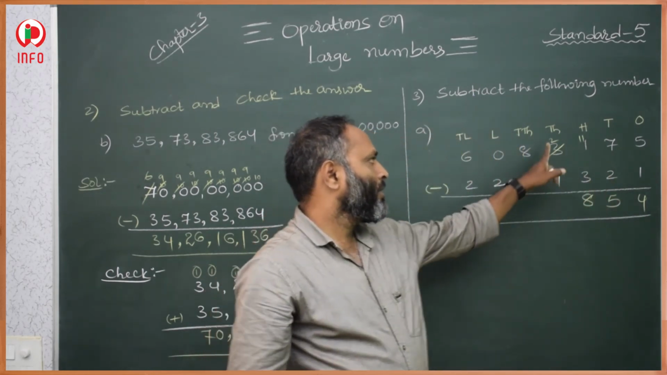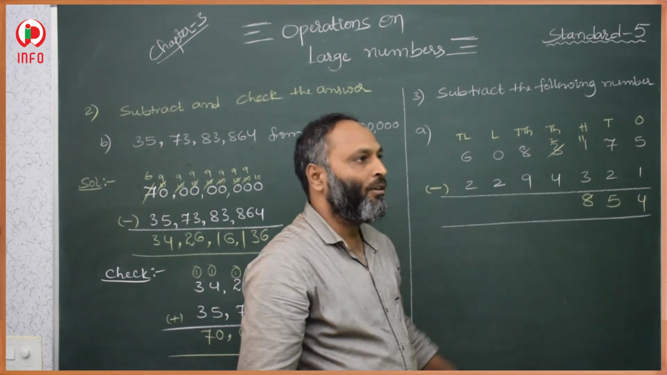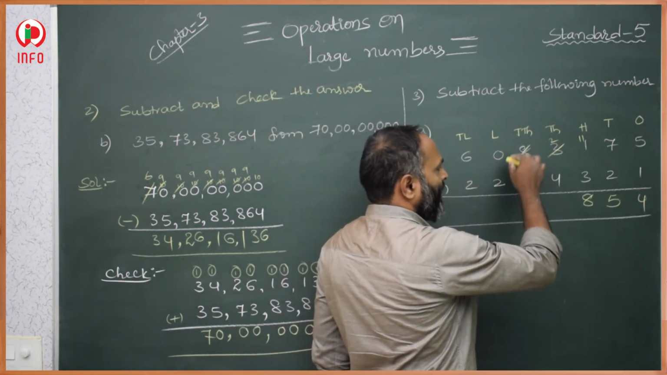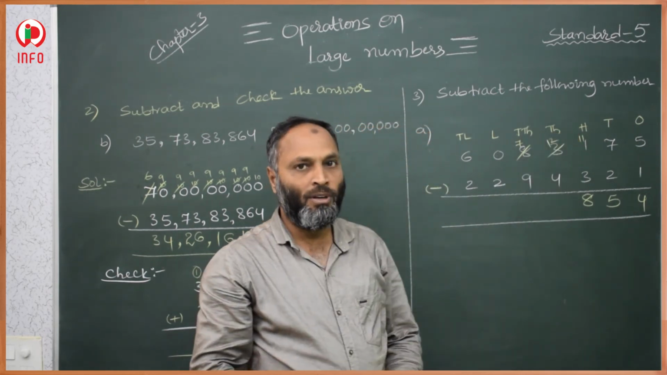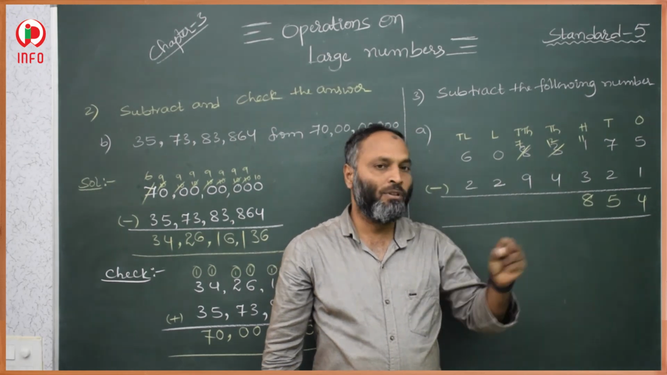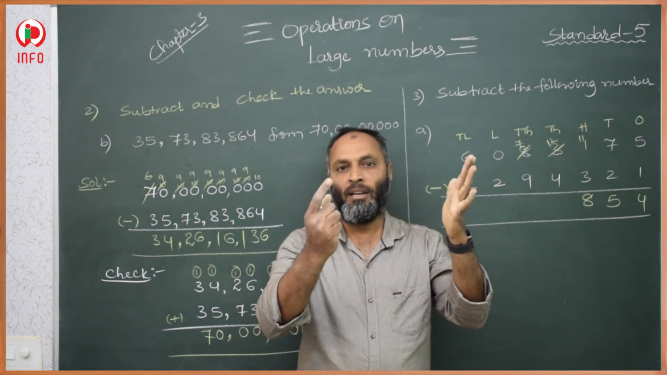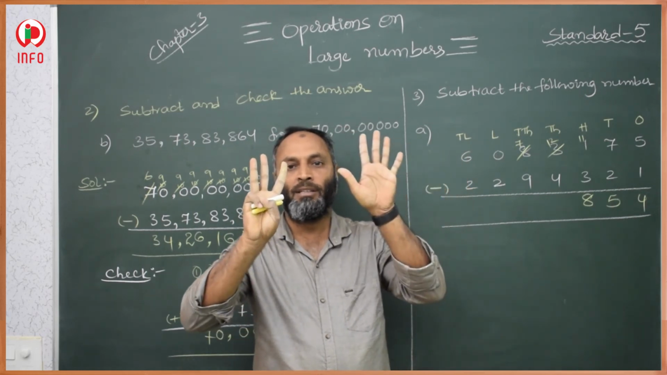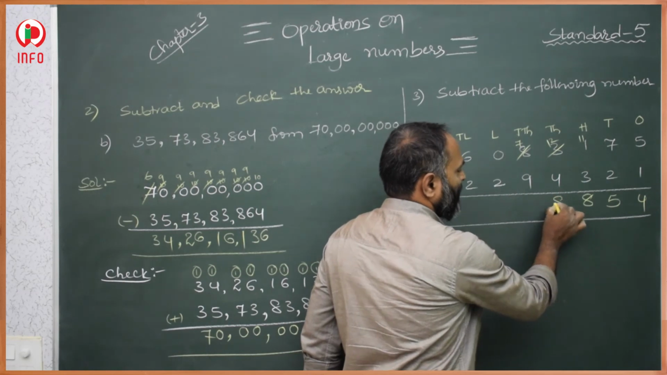Then 2 is the minuend value. The minuend is lesser. So again we take a borrow from the next, that is the 10,000s place. It becomes 7 and it becomes 12. 12 minus 4. Here 4 is there. From 4 to 12 we have to count: 5, 6, 7, 8, 9, 10, 11, 12. 12 minus 4 is 8.